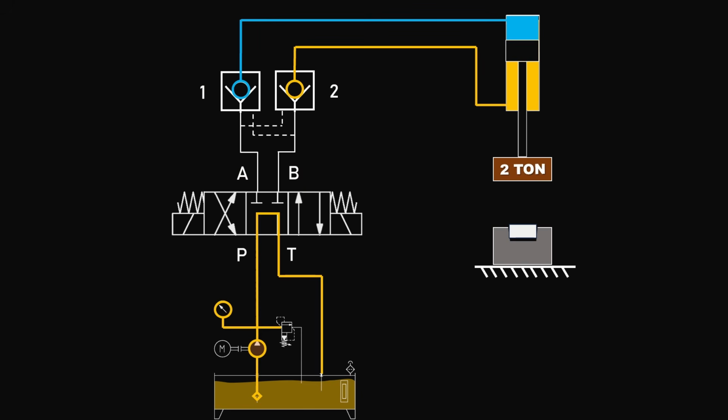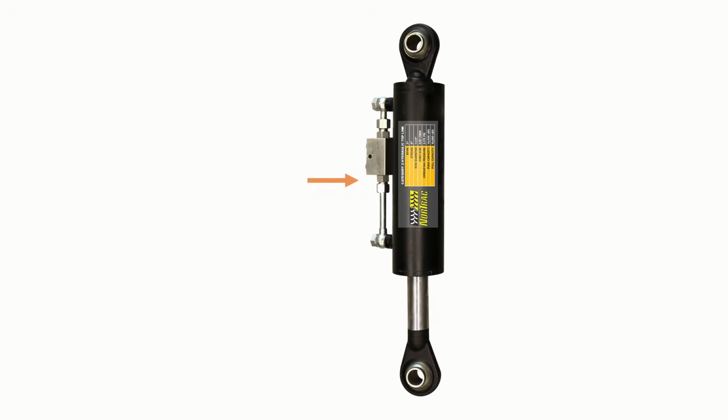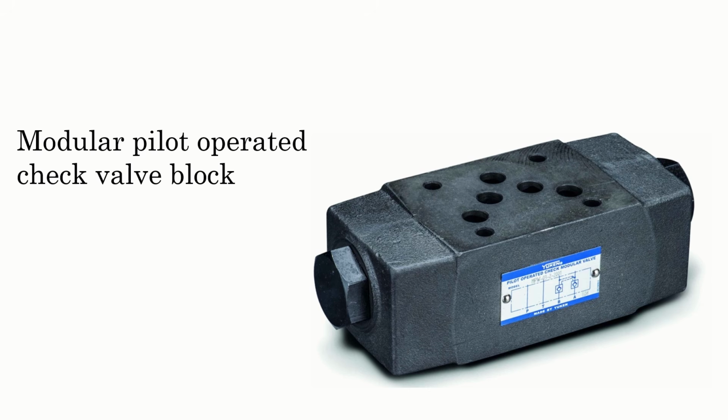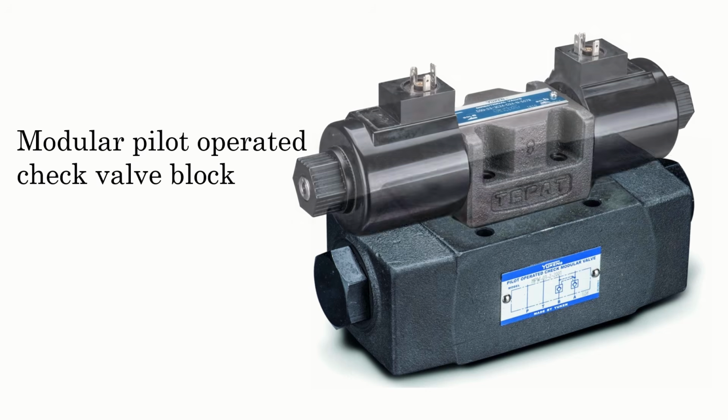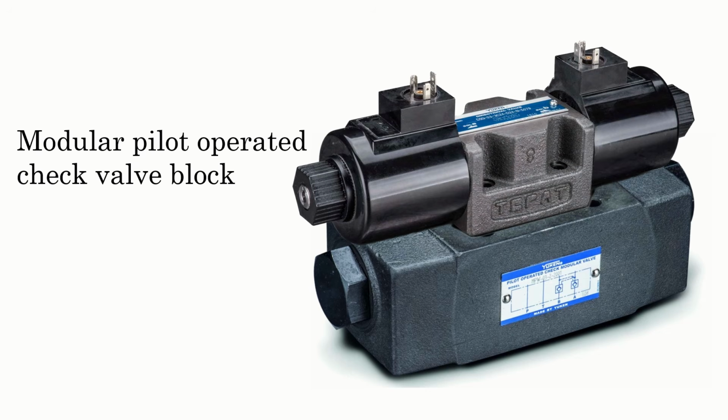Now, in many cases, we don't need check valves at both ports. For example, in a vertical press, the main concern is preventing downward movement. So we can use a single pilot operated check valve on the load holding side. Another thing, instead of complex hose routing of pilot operated check valves, we can use a modular pilot operated check valve block. These are compact units with both check valves integrated, and the directional control valve can mount directly on top, and they provide the same function with much cleaner and more reliable installation.